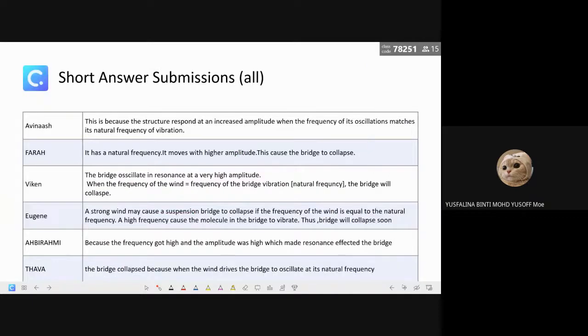Venus respond to increase matches with the increase amplitude. It's not increase, it's actually at maximum amplitude. Okay, so maybe I give like 1 mark. It has a natural frequency. It doesn't have natural frequency. Oh, actually, all objects have natural frequency. But you have to say that the frequency of the wind has to be the same as the natural frequency. Okay, so this one, 1 mark. The one which oscillates is the resonant at very high amplitude. Alright, 1 mark, 1 mark. Okay, very good. I give 4 marks.